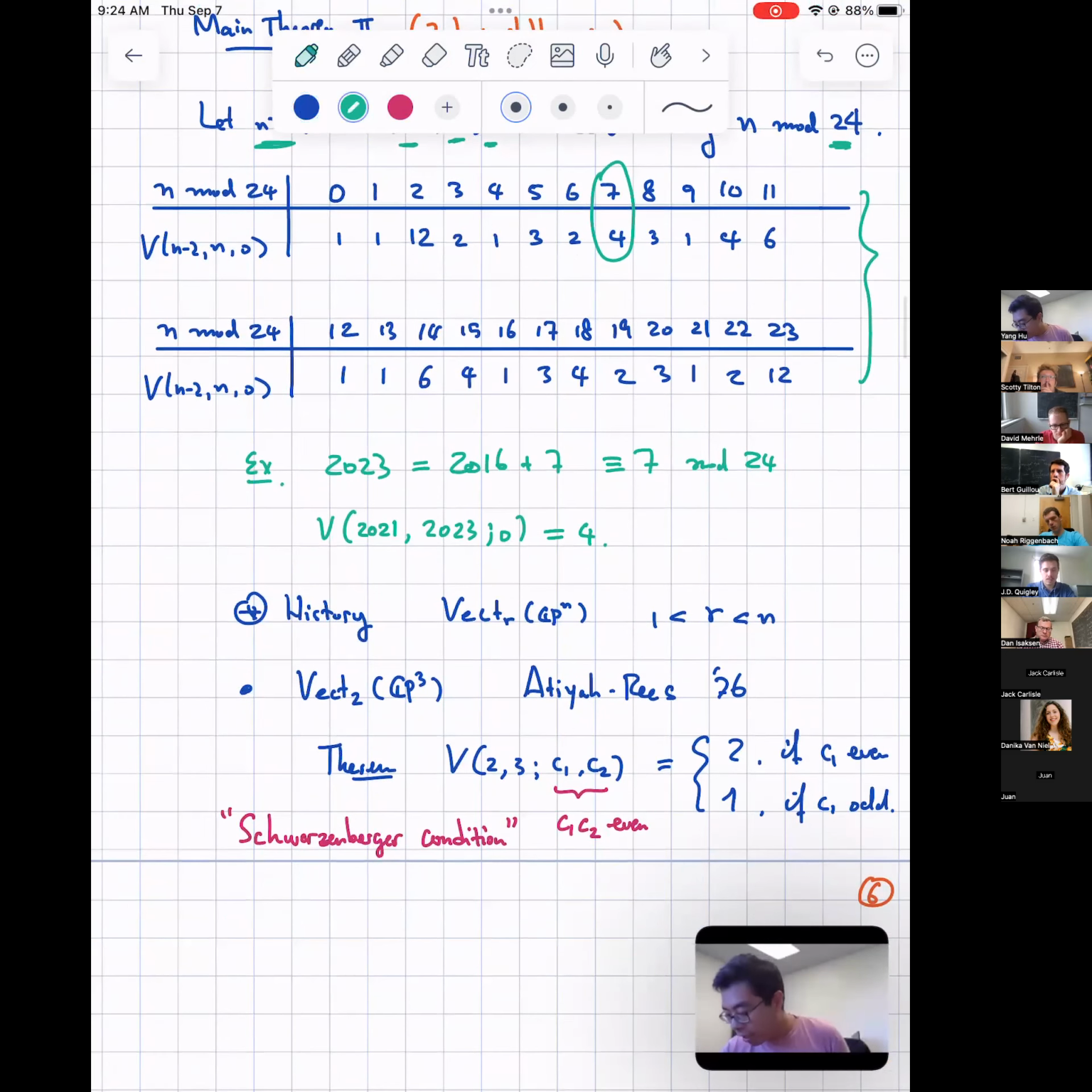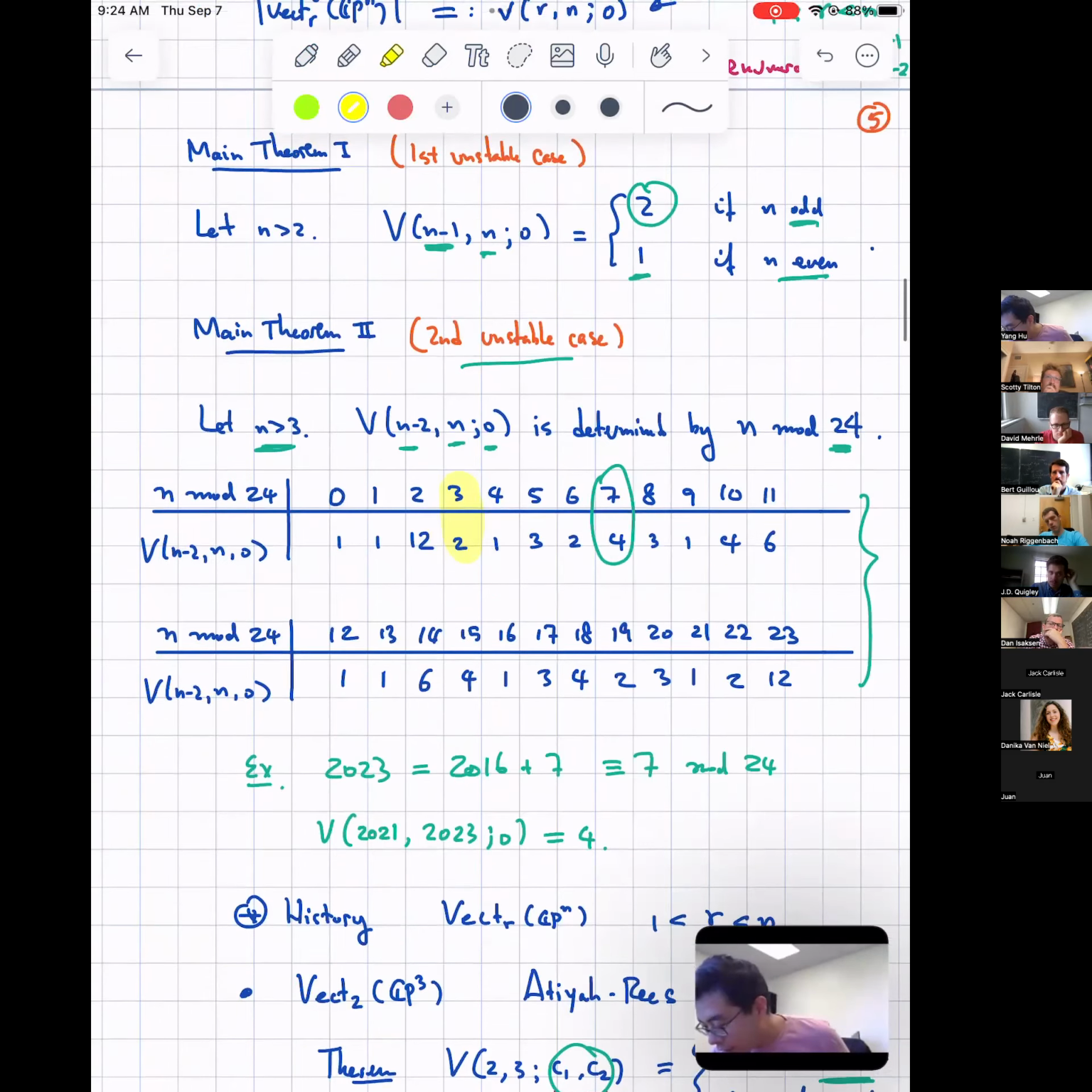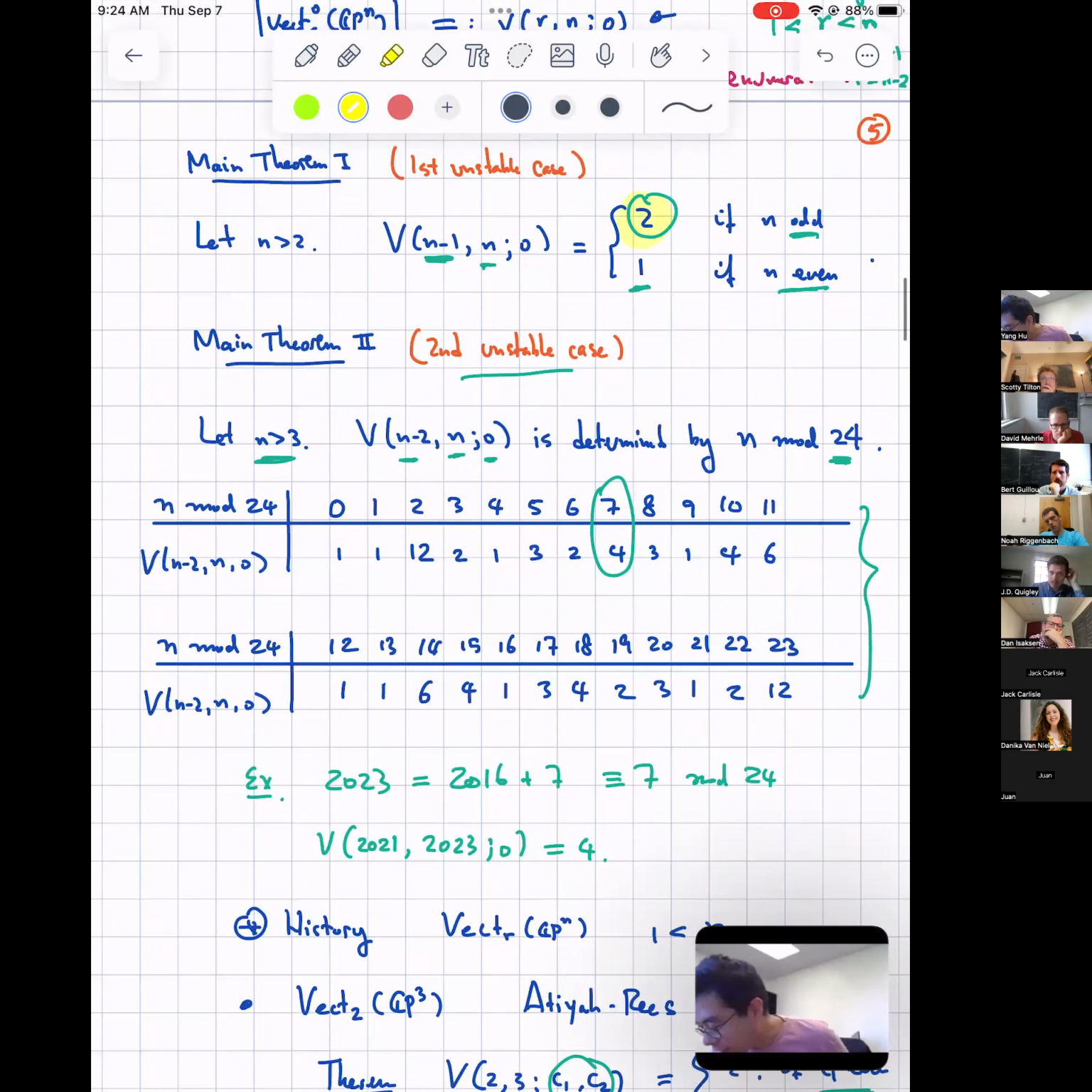So a corollary of this is the vanishing Chern enumeration, right? So if the Chern data here is just the trivial one, then this vanishing Chern enumeration is 2, because in that case, c1 is even. And that corresponds to this special case of our result. Sorry, I should say this case. This is the first unstable case.